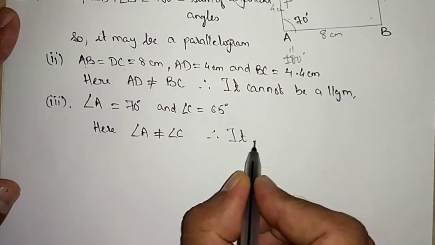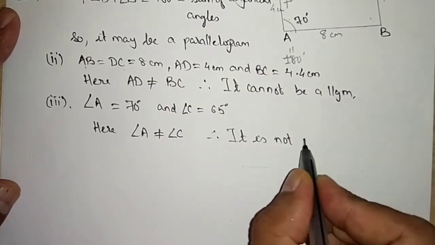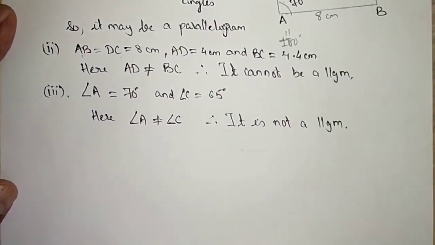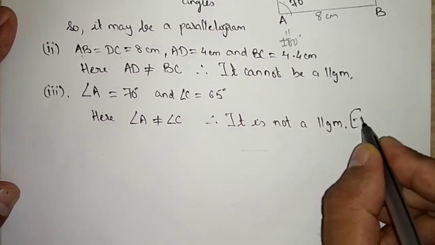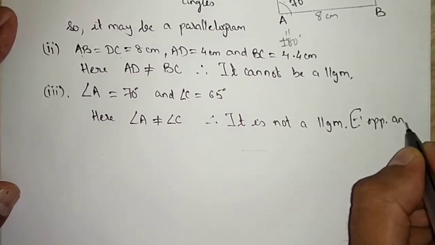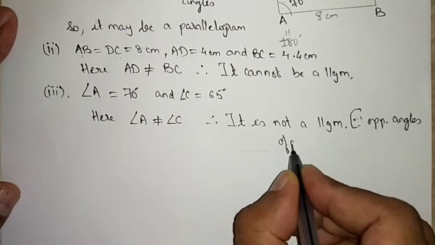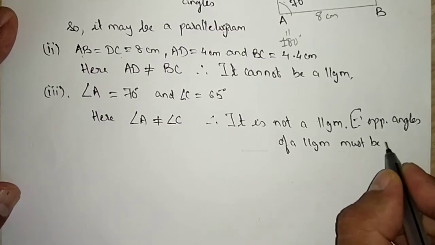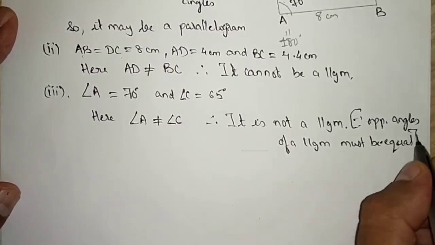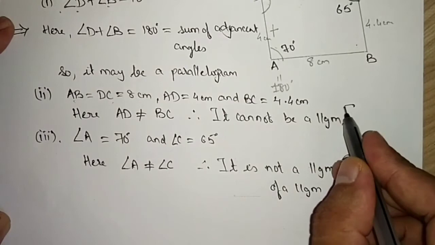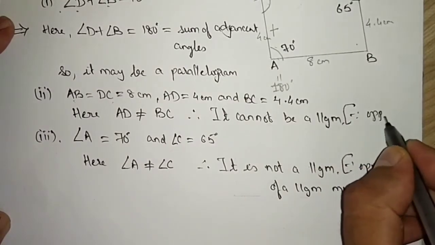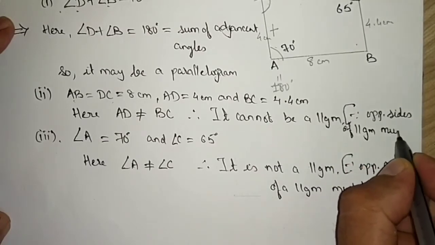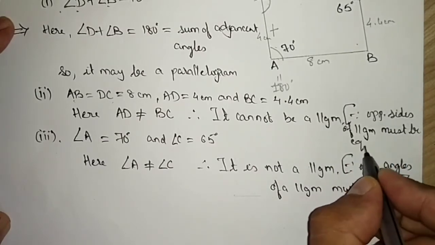Therefore, it is not a parallelogram because opposite angles of a parallelogram must be equal. Here also you can specify the reason, because opposite angles of a parallelogram must be equal.